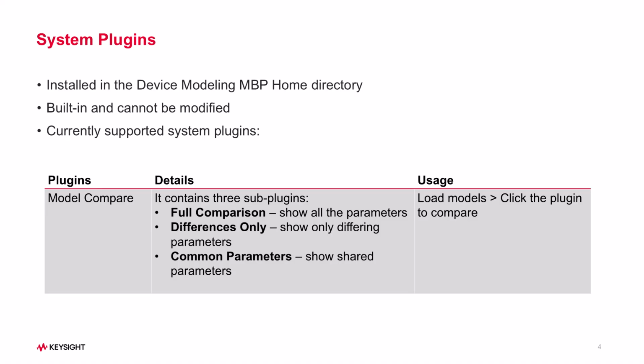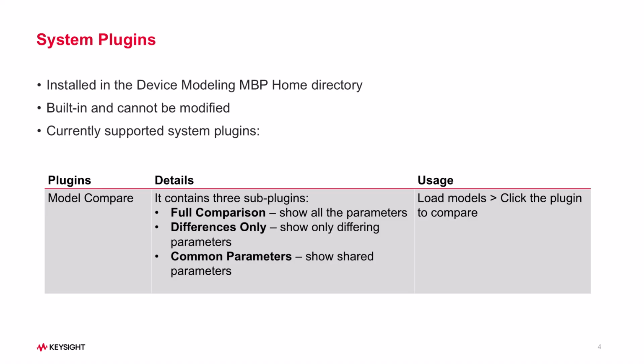Compare multiple models and display all parameters. Alternatively, display only the parameters that differ across models, or display only the parameters shared by all the models. This functionality allows you to quickly compare different models and gain a better understanding of how parameter variations influence device performance.